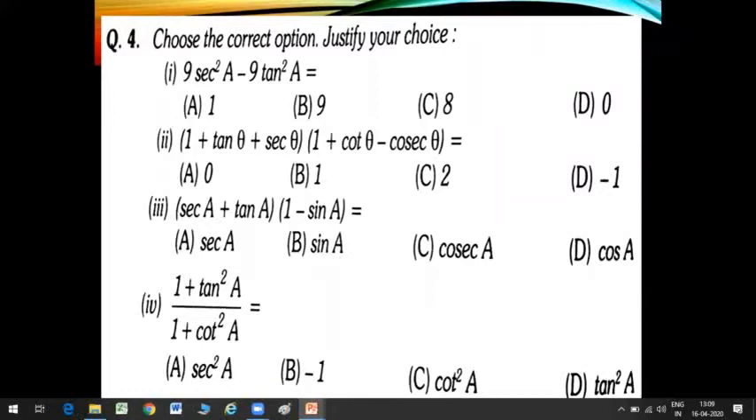Hello everyone. Today we are going to discuss NCERT exercise 8.4 from question number 4 onwards. Question number 4: Choose the correct option and justify your choice. First part.